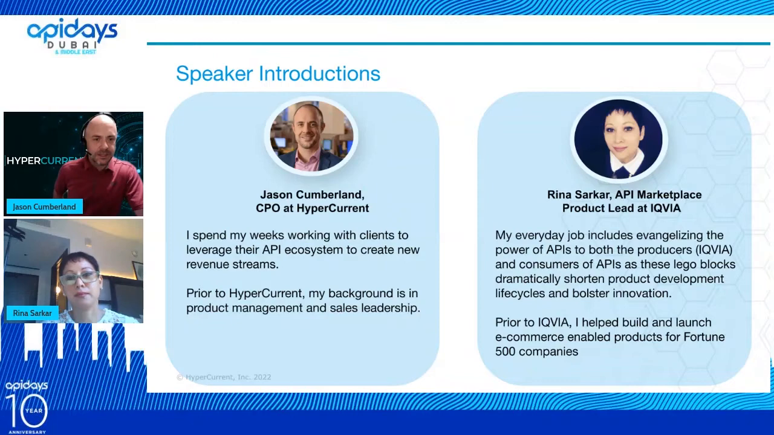While the team is putting that up, we'll start with the introductions, and I'll introduce myself and hand to Rina. So my name is Jason Cumberland. I'm the Chief Product Officer at a company called HyperCurrent, and we focus on API monetization. I work with clients every day to help them leverage their API ecosystems to generate new revenue. And before this, I had a lot of time working in sales and product management. Rina, over to you.